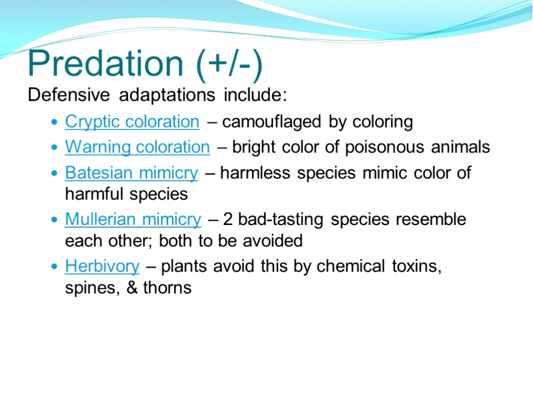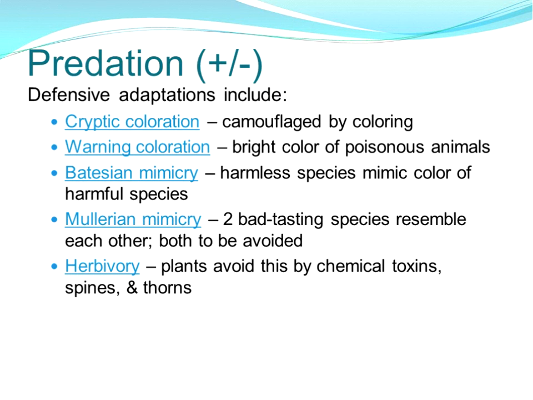Okay. All right, with predation, I just wanted to kind of review some of the defensive adaptations that are found in predation. So some things that organisms will use to help keep themselves from being the prey. So you have cryptic coloration. And cryptic coloration is just when an organism camouflages by coloring, so they're able to blend into their environment.